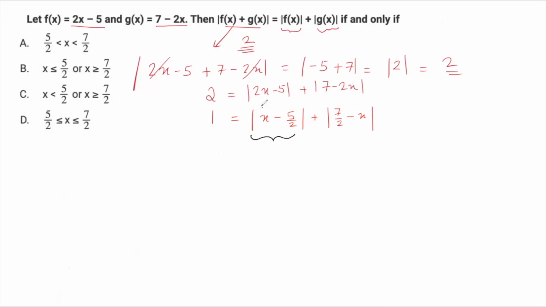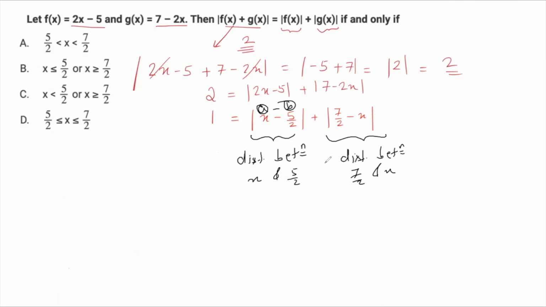Mod of a minus b simply refers to the distance between a and b. Now, mod of x minus 5 by 2 in that way will be the distance between x and 5 by 2. Similarly, what does mod of 7 by 2 minus x represent? It is the distance between 7 by 2 and x. The question says the distance between x and 5 by 2 plus the distance between 7 by 2 and x on the number line should be equal to 1.